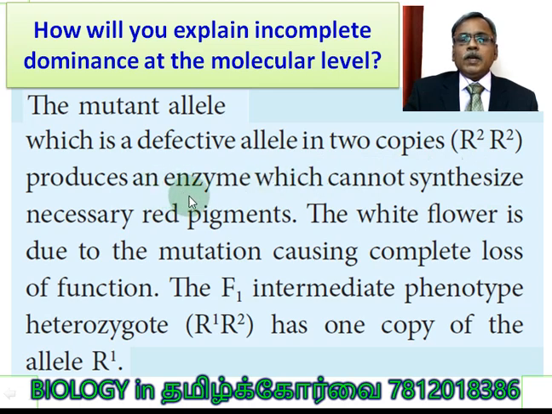It is producing an enzyme which cannot synthesize the necessary red pigment. The white flower is due to the mutation causing complete loss of function, so no red pigment is produced. The F1 intermediate phenotype heterozygote, capital R1 capital R2, has one copy of the allele capital R1.